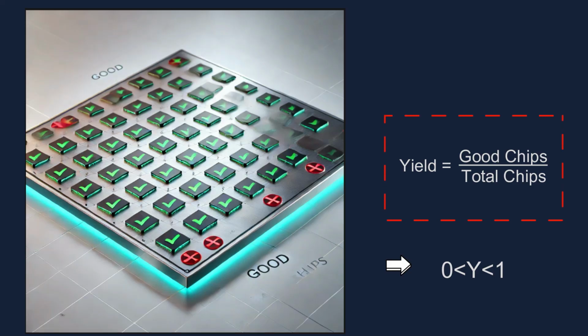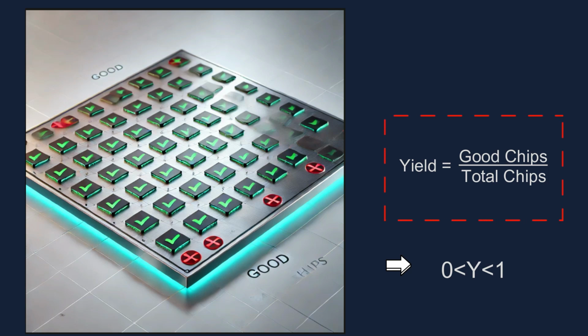When chips are manufactured on a silicon wafer, there is always a possibility that some chips are defective while others are fault-free. The ratio of good chips to the total number of chips on the wafer is called yield. Achieving 100% yield has not been possible with the current technologies, so yield typically ranges between 0 and 1, where 0 means all chips are faulty and 1 means all chips are fault-free on a wafer.